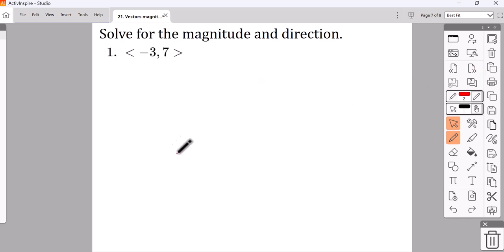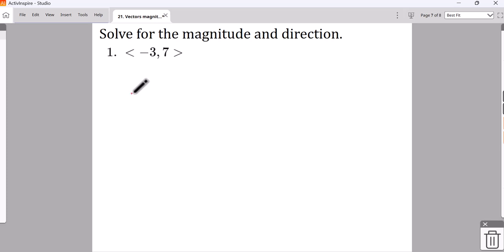Okay, so let's see. First things first, we're going to draw our picture so that we know where this is going to be. So a negative and a positive is going to put us in quadrant 2. So we have our arrow. It's going from 0, 0, left 3, and up 7. So negative 3, positive 7 gives me my two sides of my triangle. And so hopefully you see, like, oh yeah, Pythagorean theorem works great here. And so we'll just call this vector v.